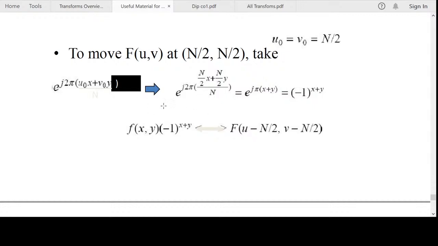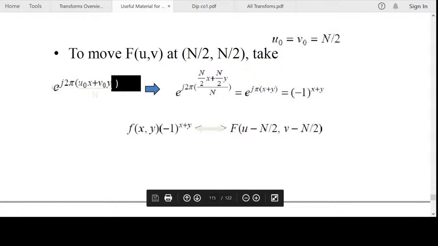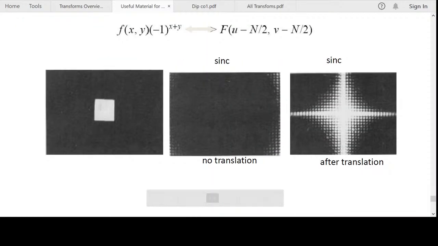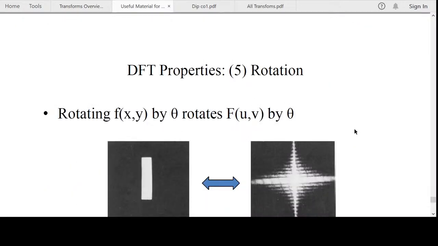This material also is forwarded to you. The original image has to be multiplied by a quantity, minus 1 to the power x plus y. Then my image spectrum will be shifted by N by 2 comma N by 2. So that is the property of shifting in frequency. Right now I will show you a simple video, so that it is graphical, a graphical illusion of the frequency spectrum.